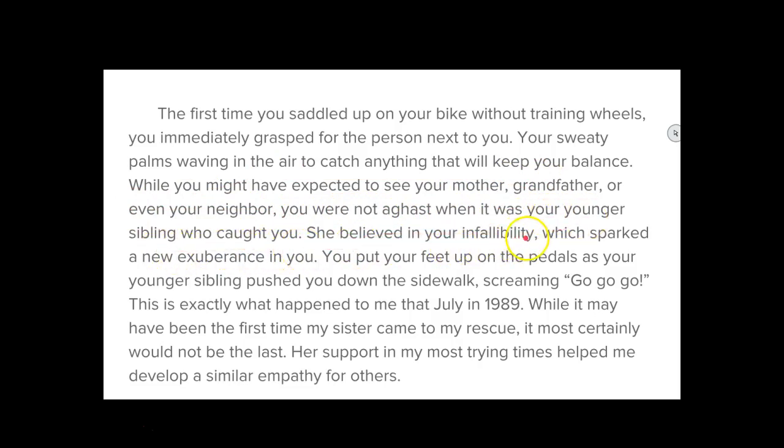She believed in your infallibility, which sparked a new exuberance in you. You put your feet up on the pedals as your younger sibling pushed you down the sidewalk screaming, "Go, go, go!" This is exactly what happened to me that July in 1989. While it may have been the first time my sister came to my rescue, it most certainly would not be the last. Her support in my most trying times helped me develop a similar empathy for others.